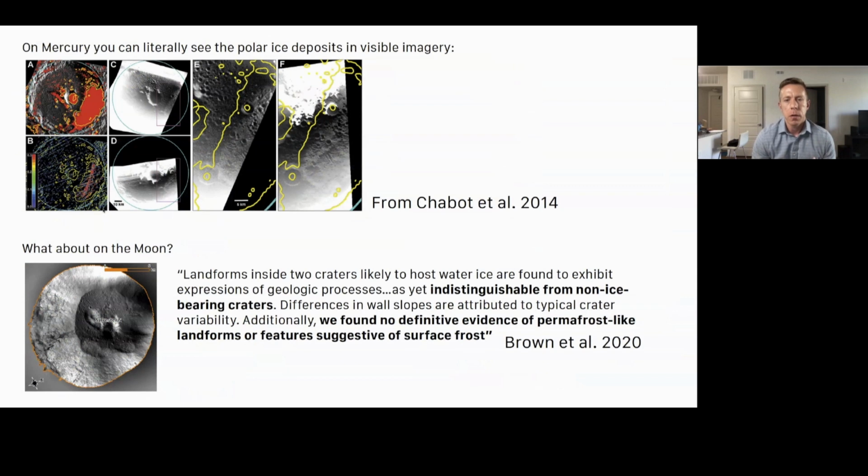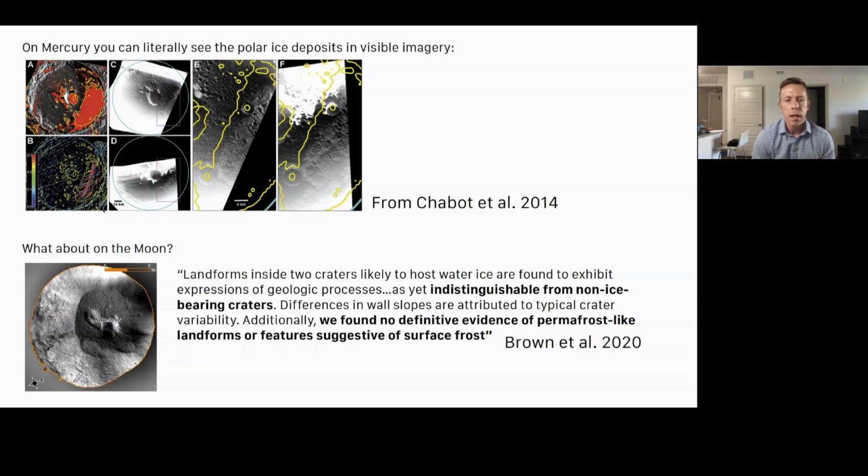Now, staying at or near the surface, it's also useful to draw a very distinct contrast between the poles of the moon and the poles of Mercury. In terms of near surface ice, looking for visible signatures or geomorphology, on Mercury you can literally see the surface ice deposits in visible imagery. You can see these bright surface ice deposits in the yellow outlines, and there are also geomorphological features consistent with the presence of water ice and other volatiles. This is very different on the moon, where we really don't see this same type of evidence.